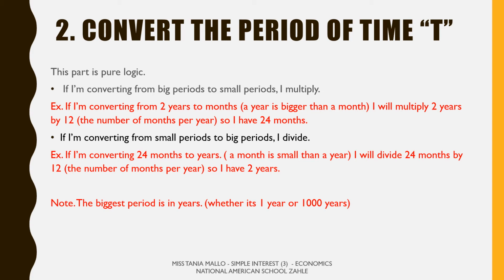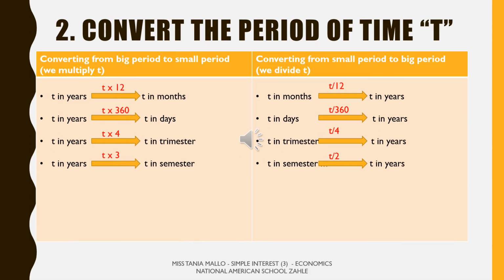When I say big period, I mean years. The year is the biggest period that I have compared to the other periods. And when I say small periods, I mean months, days, trimesters, semesters. These are the small periods compared to the year. In this part, you're going to see clearly what I mean by big and small periods. When converting from the big period, that is years, to everything else, we multiply. And when converting from anything else to years, we divide.